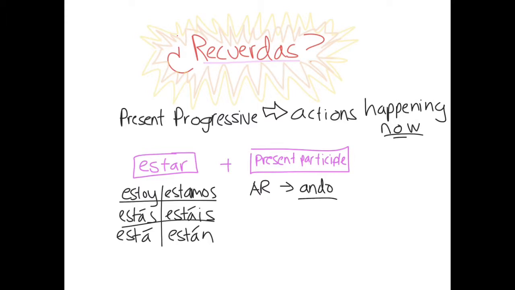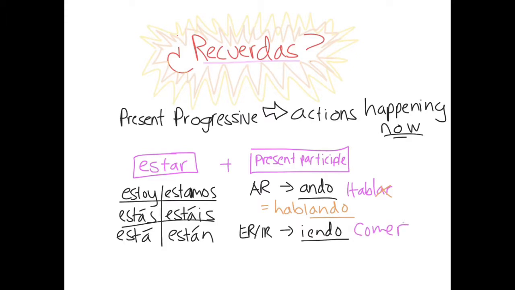So for AR verbs, you get rid of -ar and you add -ando. That's how you get -ing. So if you have hablar, we get rid of that -ar at the end and add -ando for hablando. That says talking or speaking, and that's the present participle. Now for ER or IR verbs, we add a new ending, -iendo. So instead of comer, we get rid of -er, and it would be comiendo for eating. If I want to say I am talking, like right now, estoy hablando would be the full form of the present progressive to say it's happening right now.